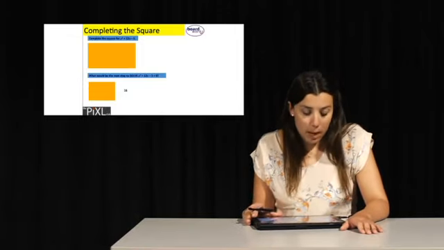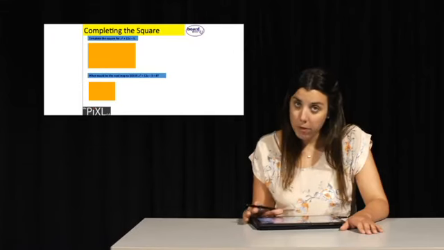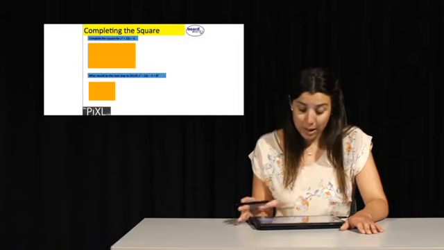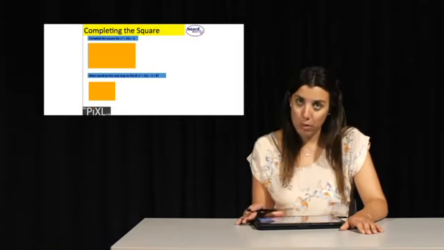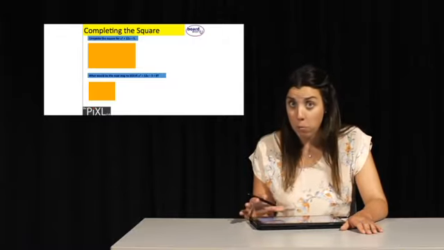If you look on your next page, you have the equation x squared plus 12x take away 5. The first step is to complete the square, and the second step is to be able to solve this. I'm going to give you 4 minutes to have a go on your own, and then we'll go through it together. Off you go.